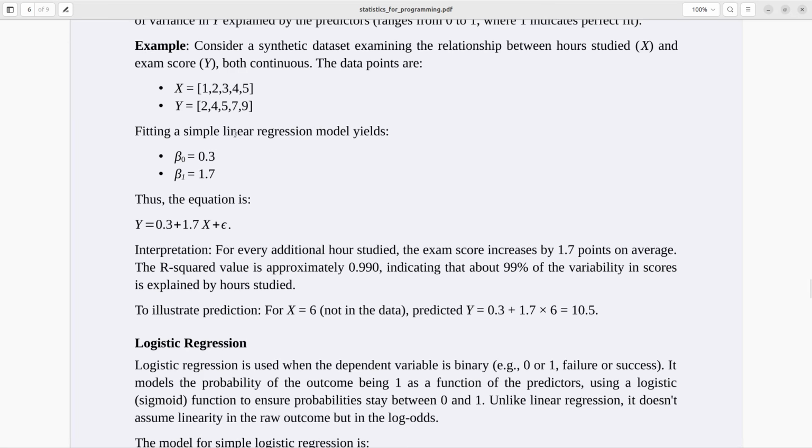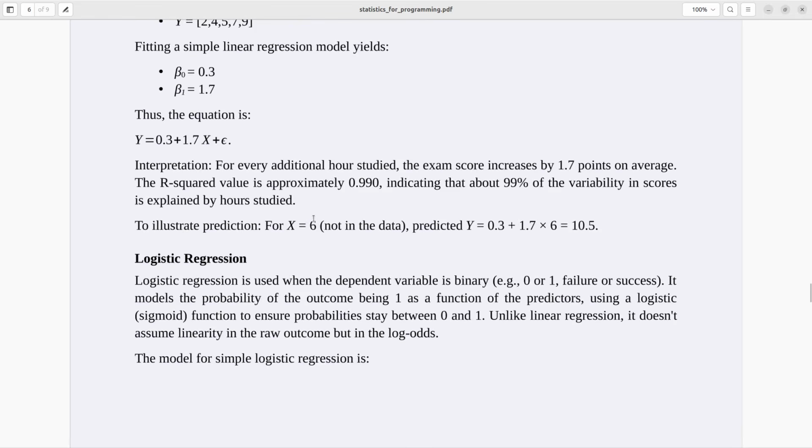So when we do the fitting, we will be able to see that beta 0 would be 0.3, which means the y-intercept would be 0.3, and the slope called beta 1 is equal to 1.7. So we can write the linear regression result as that one. Y equals 0.3 plus 1.7x plus epsilon, okay? So let us see the interpretation of this linear regression model. For every additional hour studied, the exam score would increase by 1.7 points on average, okay? And the R squared obtained from this linear regression model is 0.99. That means about 99% of the variability in scores can be explained by the number of hours studied, okay? In general, it means that when you study more, you will get a higher score.